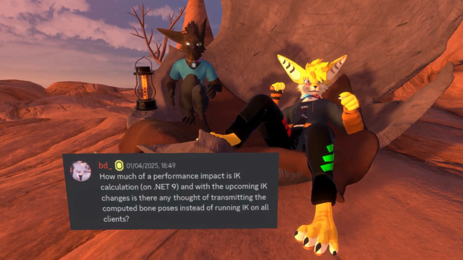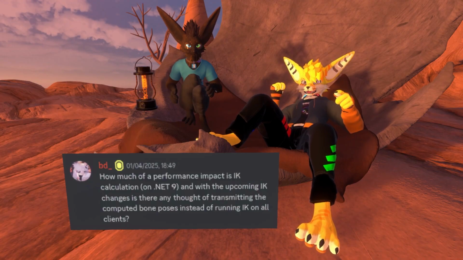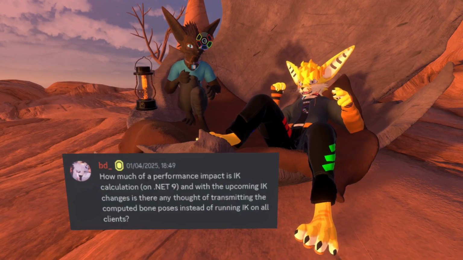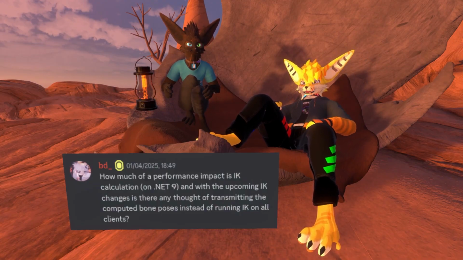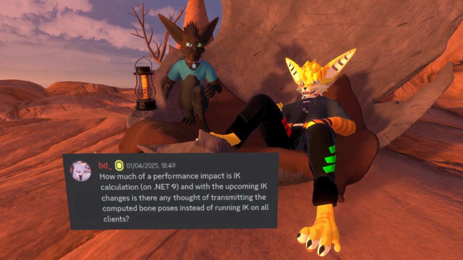How much of a performance impact is IK calculation on .NET 9? And with upcoming IK changes, is there any thought of transmitting computed bone poses instead of running IK on all the clients? So with .NET 9, I don't actually have the data on hand, because I don't have specific profiling data with .NET 9 specifically.